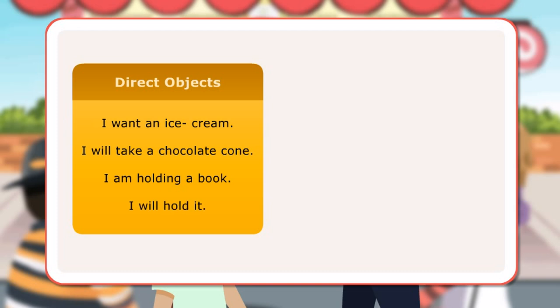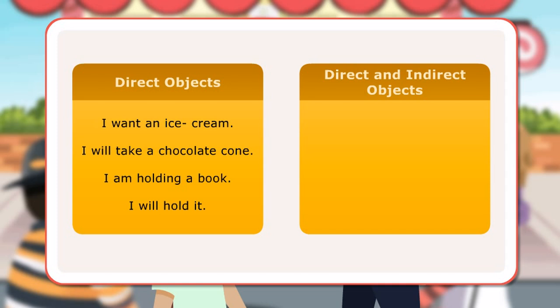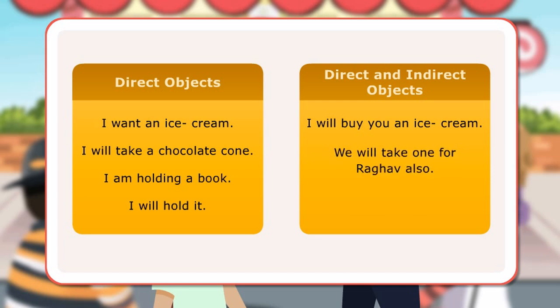Here are some examples of sentences with both direct and indirect objects. I will buy you an ice cream. We will take one for Raghav also. You can carry it for him.